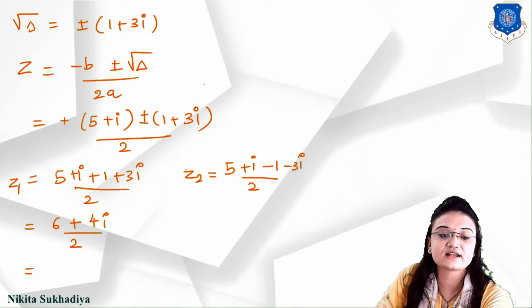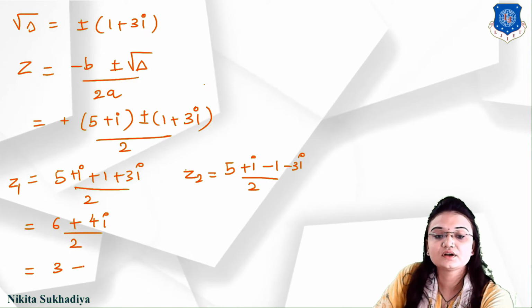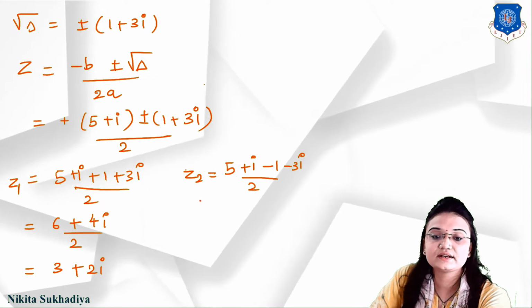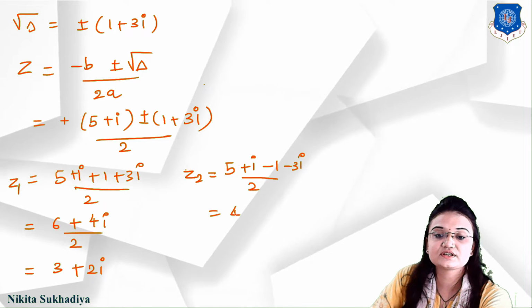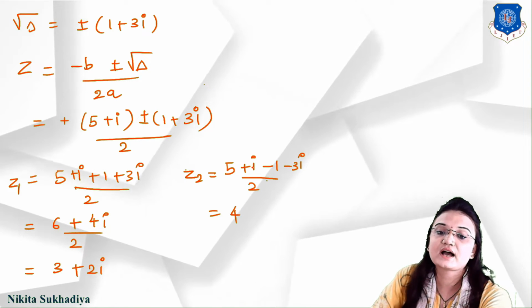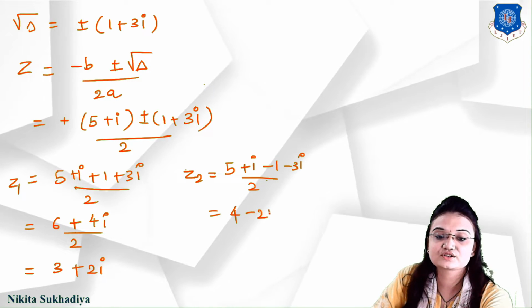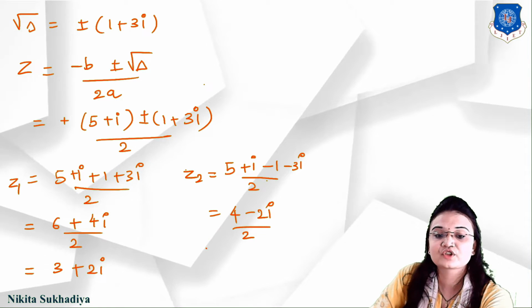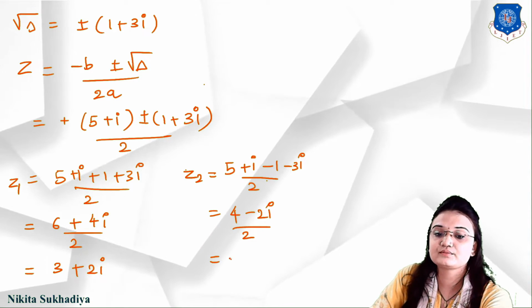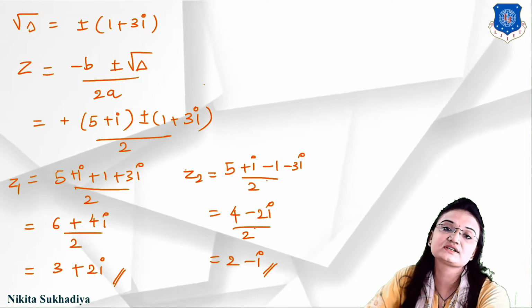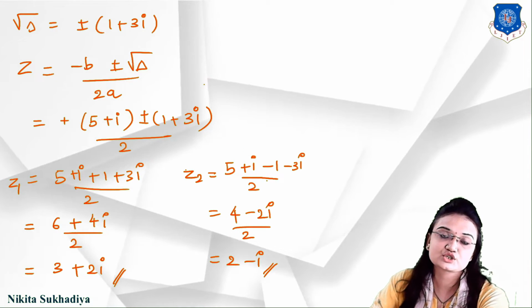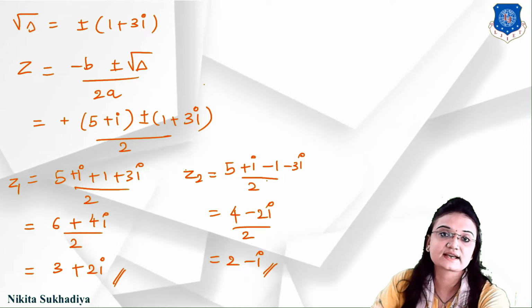So our first value is 3 plus 2i, and here the addition of the real parts, 5 minus 1, is 4, and here i minus 3i, that is minus 2i, divided by 2. So our second value will become 2 minus i. Okay, so this is the solution for our question, the quadratic equation, which is in second order form.